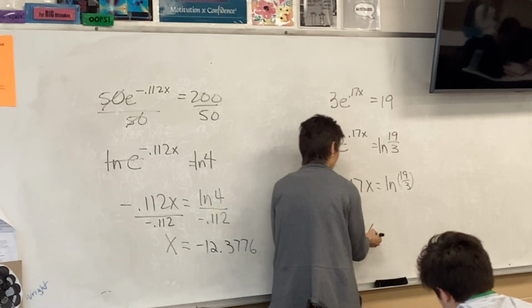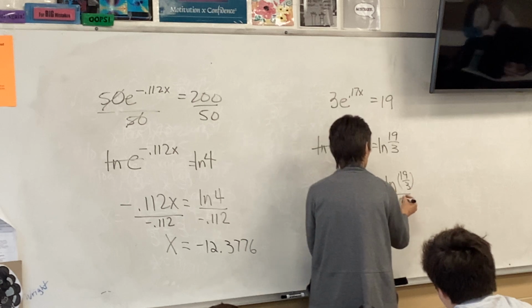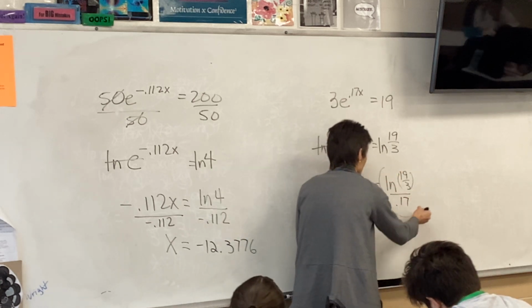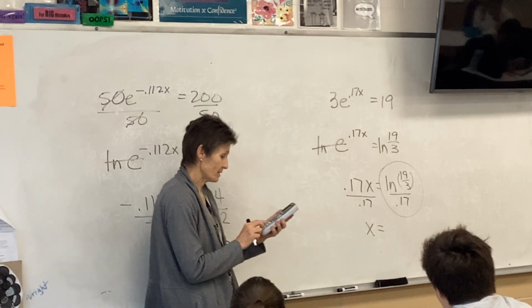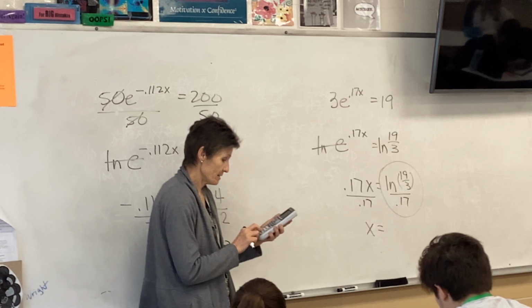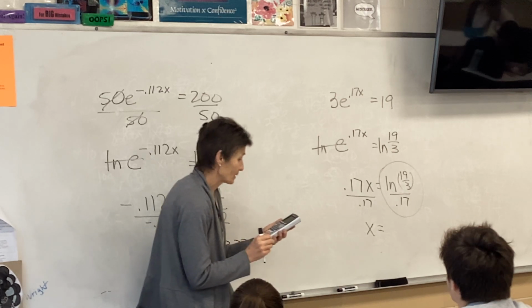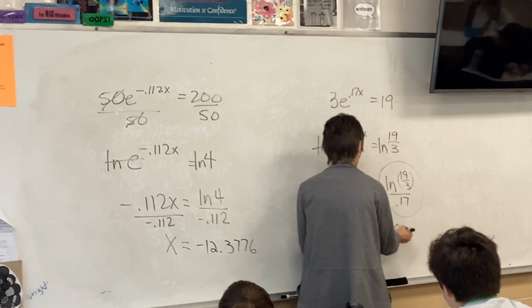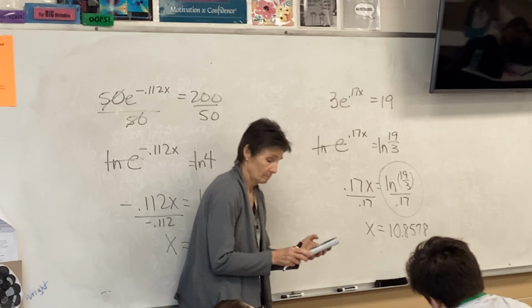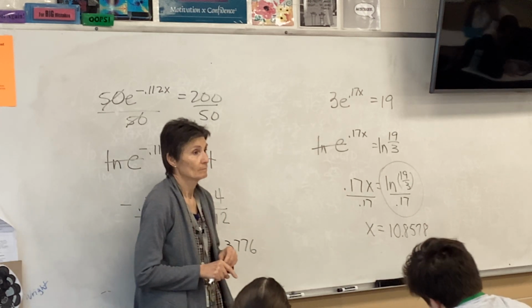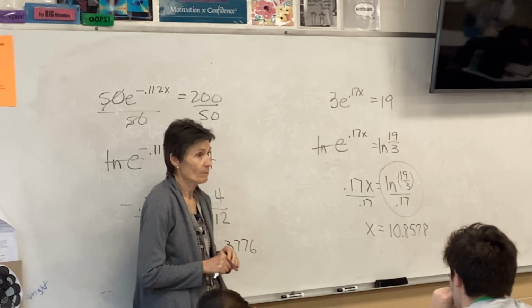All right, now what's x? What am I going to do? Divide by 0.17. So this is what I'm gonna type into my calculator. Easy, easy, just make sure you close those parentheses. So, bless you. ln 19 divided by 3, close parentheses, divided by 0.17. What'd you get? 10.8578. Okay, everybody?